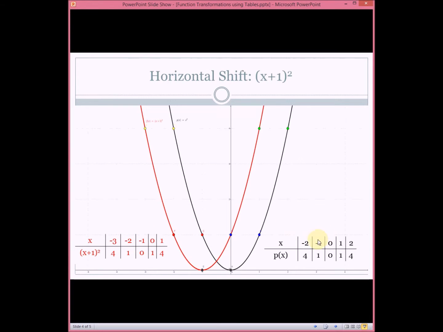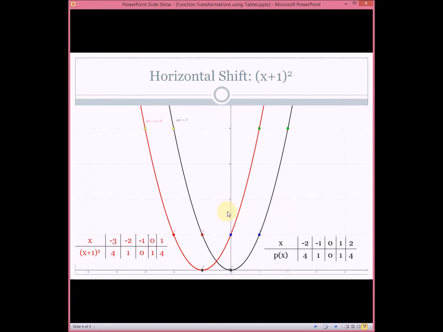As you can see from the graph, the vertex for the parent function is at 0, 0, and the vertex for the shifted function is at negative 1, 0. And so looking at the table, you can see how the vertex has been shifted from 0 to negative 1. Now, you can also see that all the other x values follow suit. The negative 1 moves to negative 2 moves to negative 3, and so on.